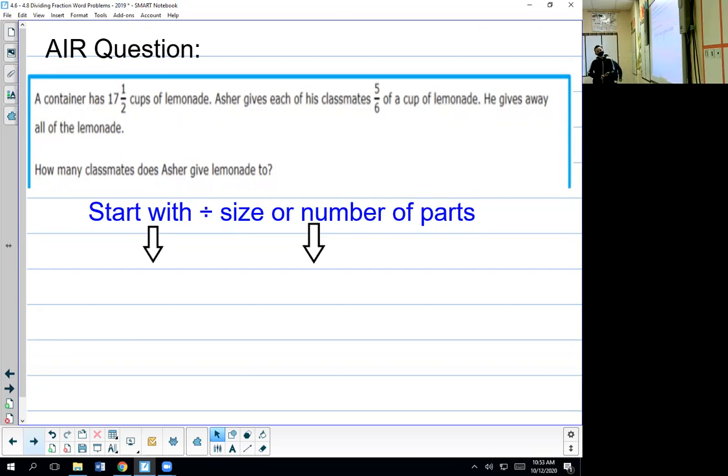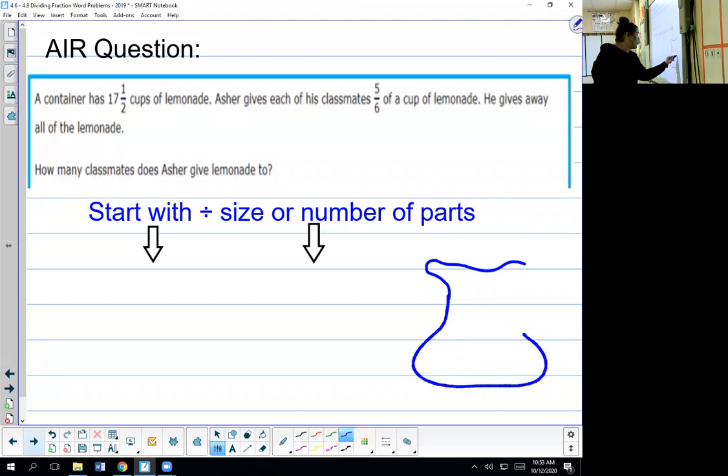What are you starting out with? So he has a container full of lemonade. So while I'm doing this, I'm going to draw a nice pretty picture. That was a horrible one. I'm going to get it. It's going to look really cool. Look at that. Lemonade.